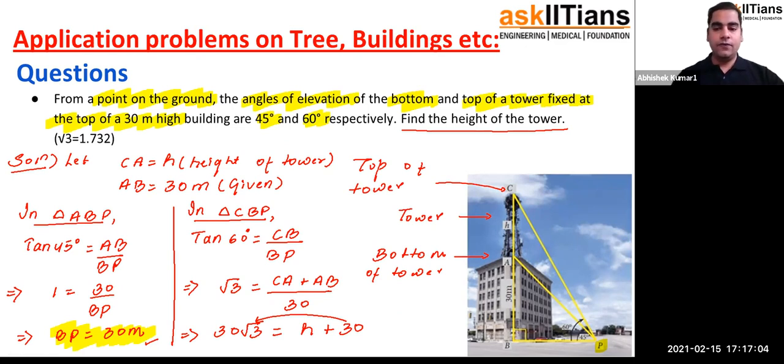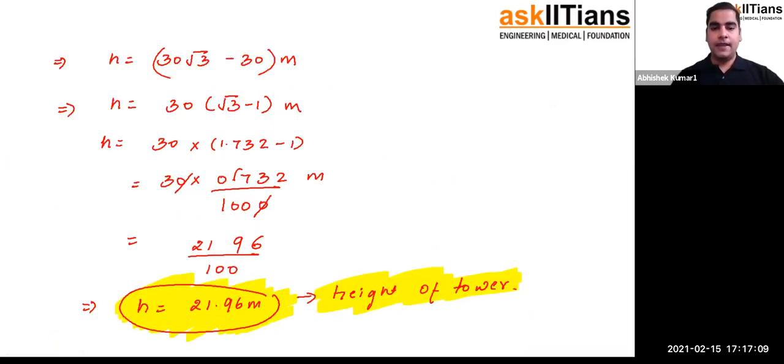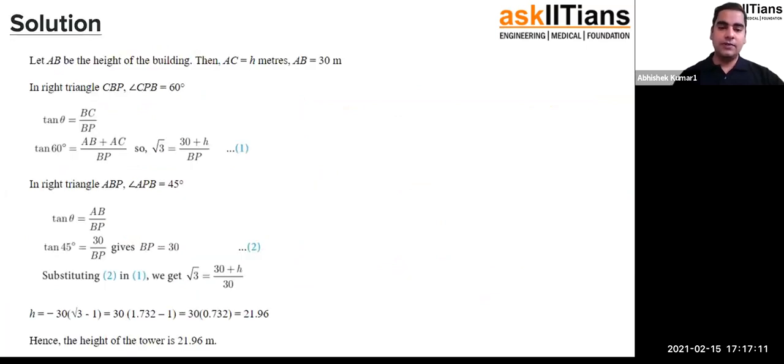All right, shall we move? Okay, you can check this as well. Here the solution has been provided for your reference, guys. They have done it in the exact same way, and you can observe the answer that we got finally. That is exactly the same. Hence the height of the tower is 21.96 meter.